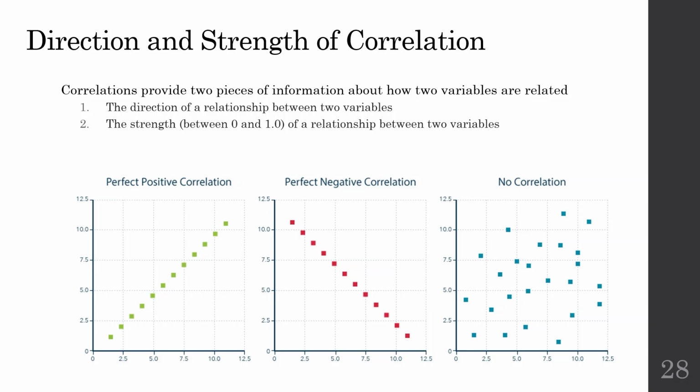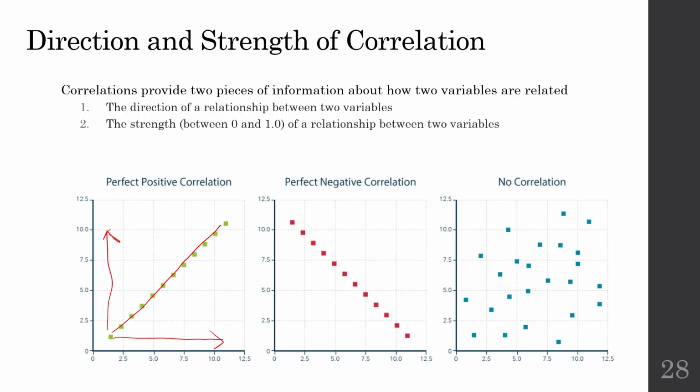First, we could get a positive correlation, and that means that our two variables change with each other. So as one variable increases, so does the other one. This is what we see here, where as one variable is increasing, we see the other variable increasing as well. And we see this positive trend in our data.